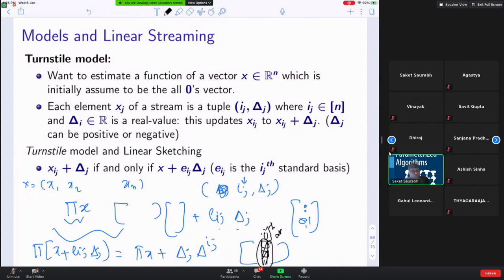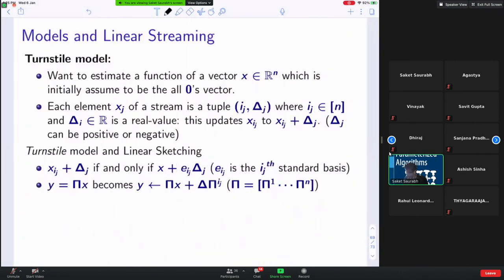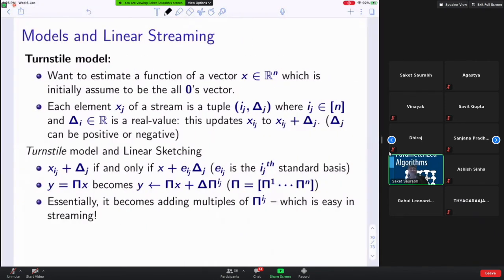Or if you have a question? That's clear. Okay, this is nothing big happening. Look, you want to make a change to one coordinate. So if you have a matrix multiplication, then this is only going to affect one particular column of the matrix. And if you can generate that efficiently, good for you. And so this is how you make changes. Πx becomes, update happens, Πx plus delta times Π_ij, where Π is this. And so essentially it becomes adding multiples of Π_i, which is easy in streaming, if I can generate the column efficiently.